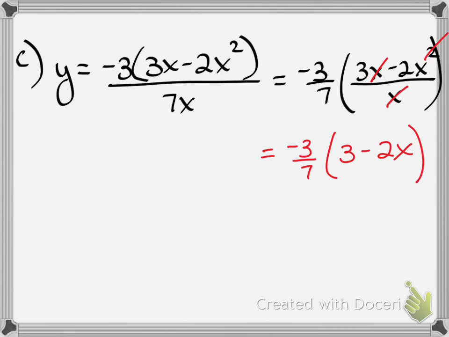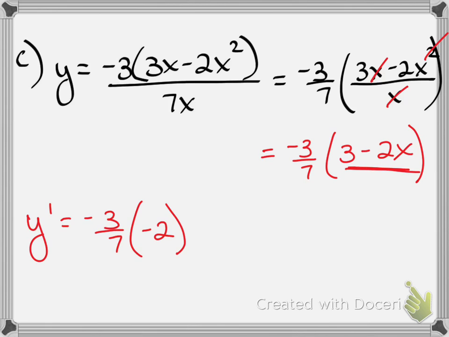Wow. That was a lot of rewriting, but you would probably agree rewriting is easier than taking the derivative of the quotient, maybe? So then y prime is just the constant times your derivative of this, which is 0 minus 2, just -2. Put that over 1 and multiply your fractions. Now, Monday, if you want me to go through with the quotient rule and do these, I will.